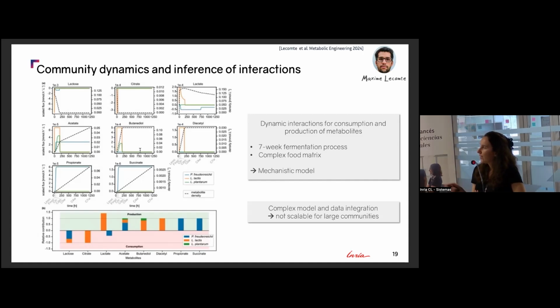And from this, we can get precise mechanisms on what could occur in the community during cheese production. So we have the concentrations of molecules over time on the top graphs. And for each molecule, we know which member of the bacterial community is responsible for the production or the consumption. So that's a mechanistic model that's really useful to raise predictions. And it integrated a lot of data, but it was quite complex. It took a lot of time to get built. So it's not scalable for large communities.